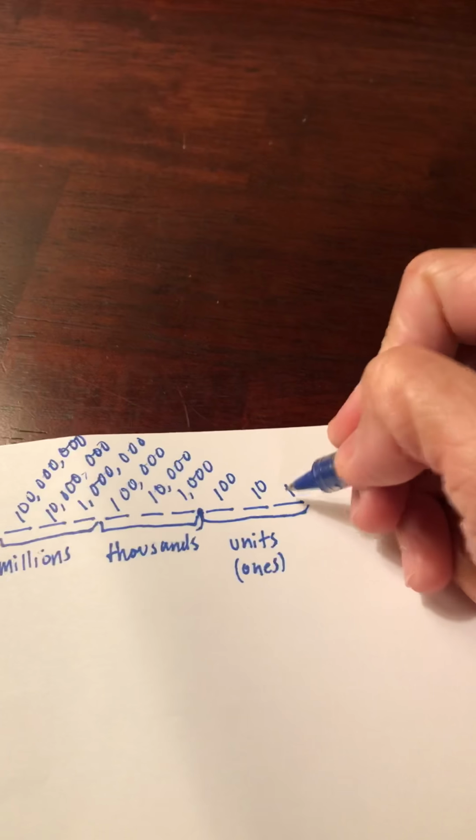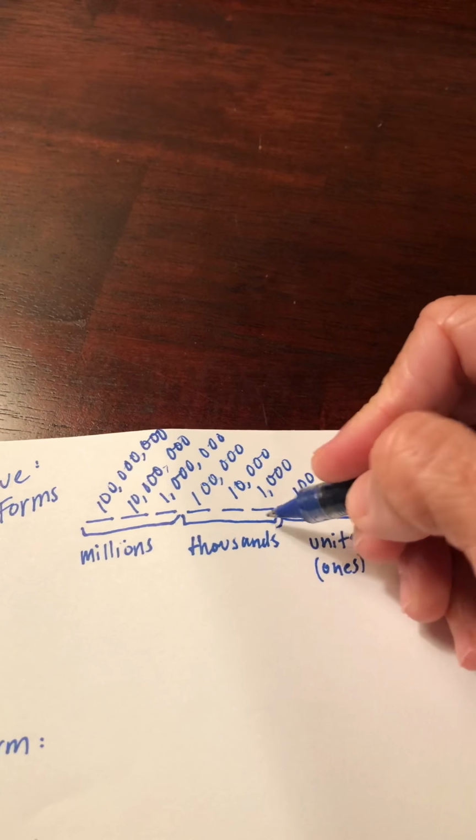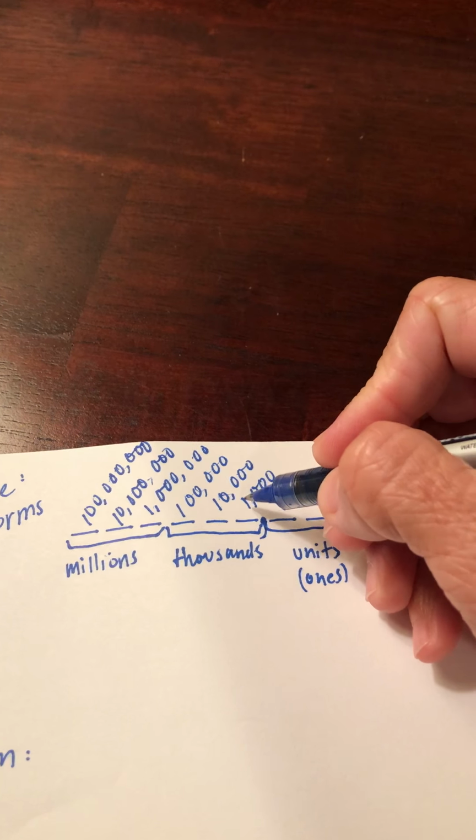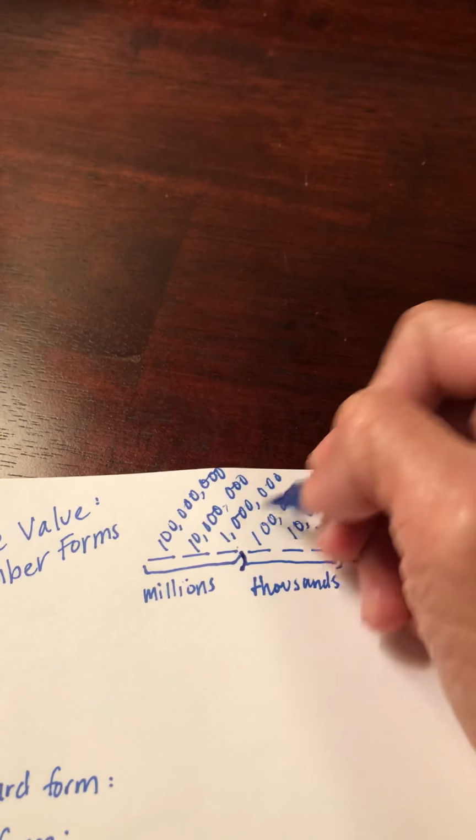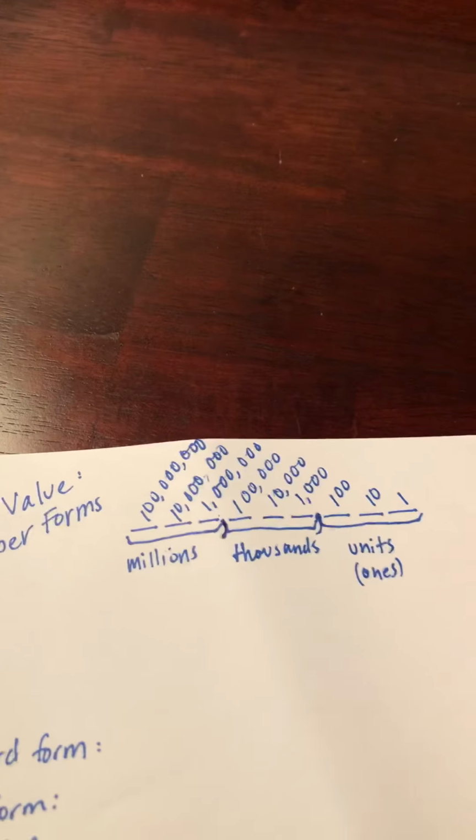Okay, so what do we have here? 1, 10, 100 in a new period. 1,000, 10,000, 100,000. Another comma here. And then 1 million, 10 million, and 100 million.